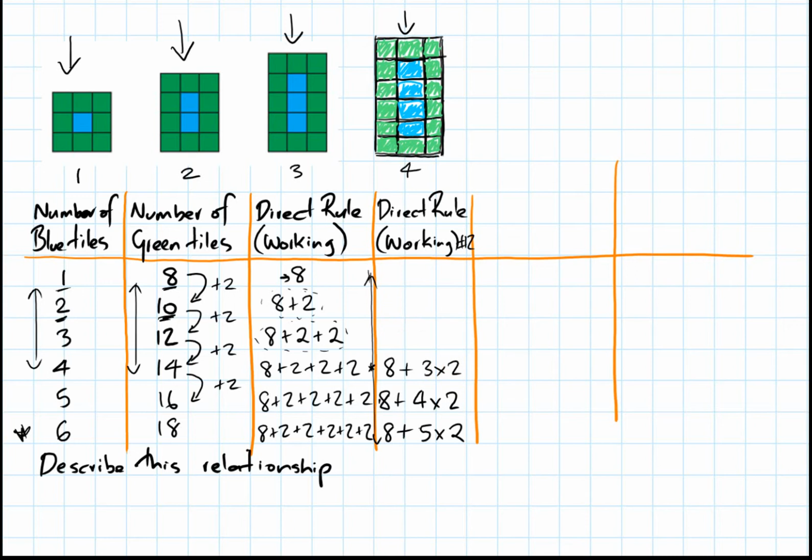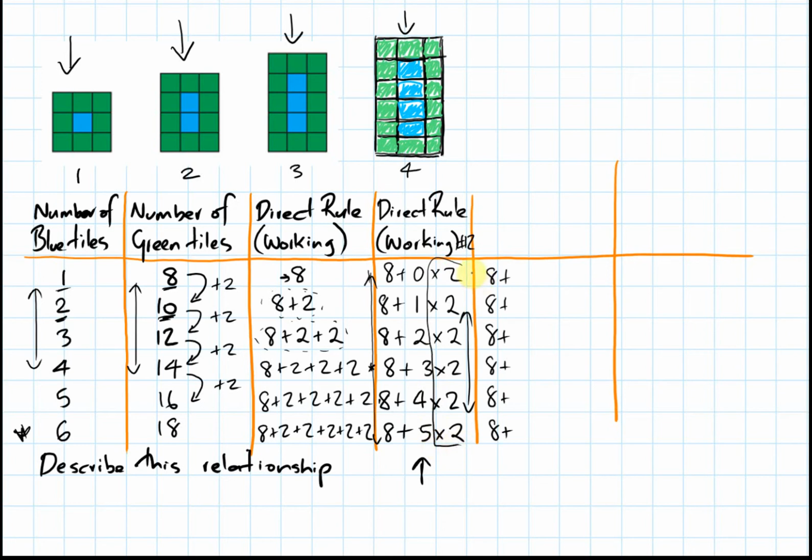So yet again, we end up with a condensed form of the direct rule. So this row here becomes 8 plus 2 times 2, 8 plus 1 times 2, and then just by looking at this column here, that first row would have 8 plus 0 times 2. Now if we're just looking at this column here, what stays the same? Well, first of all, we're adding 8, so 8 plus something, and then this part here remains the same. So we can just say we're going to end up with 8 plus something times 2.